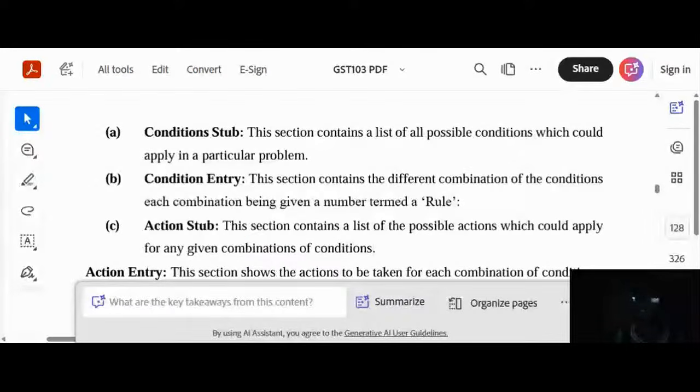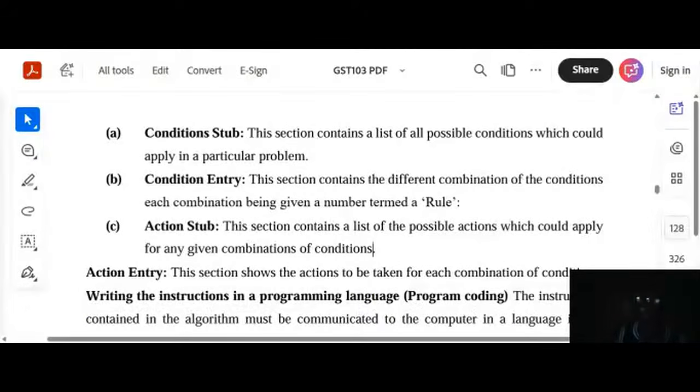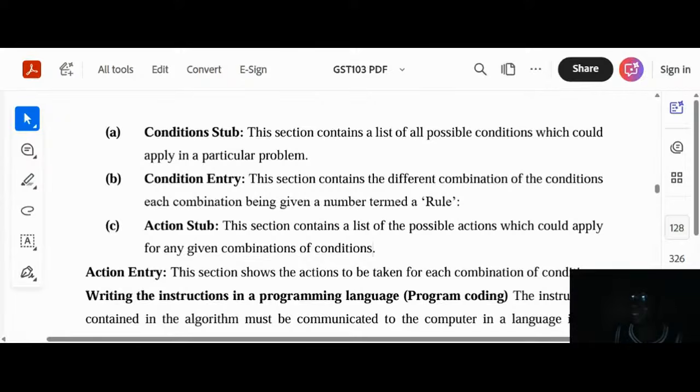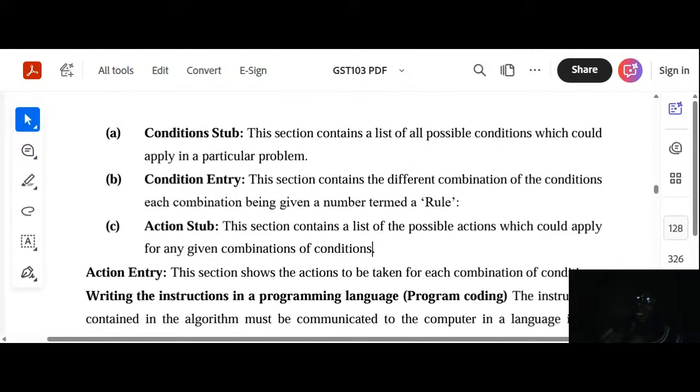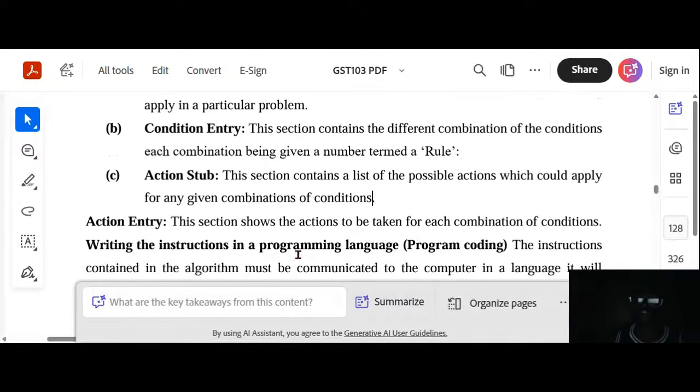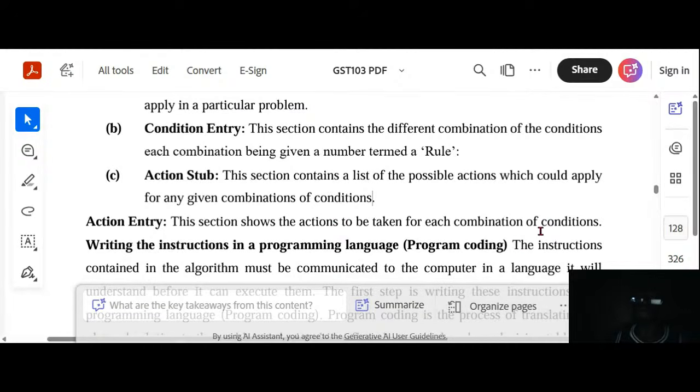What we have there, we can just say there are two. One is the stop, the other one is the entry. So condition stop also means condition store, where you store conditions. Then condition entry, when you start applying them. Then we have action stop, where you store actions, and action entry, when the actions are put in place. So action entry, this section shows the actions to be taken for each combination of conditions.